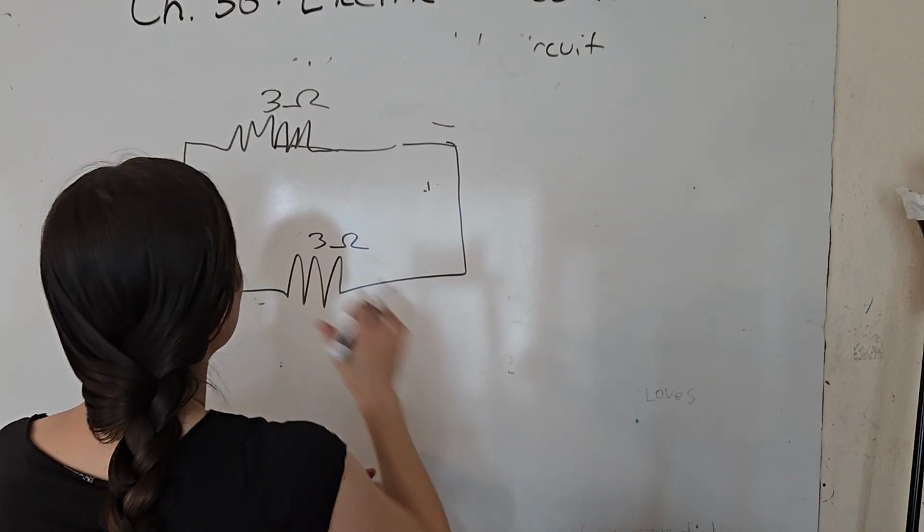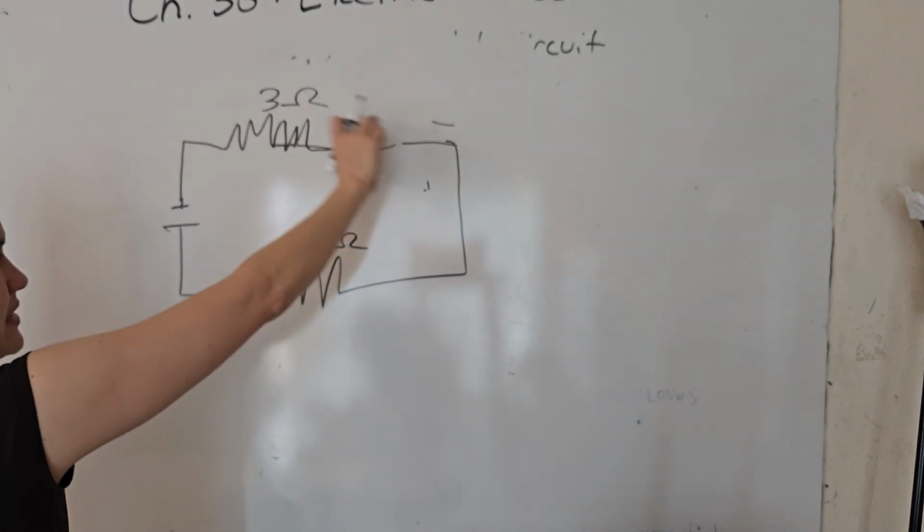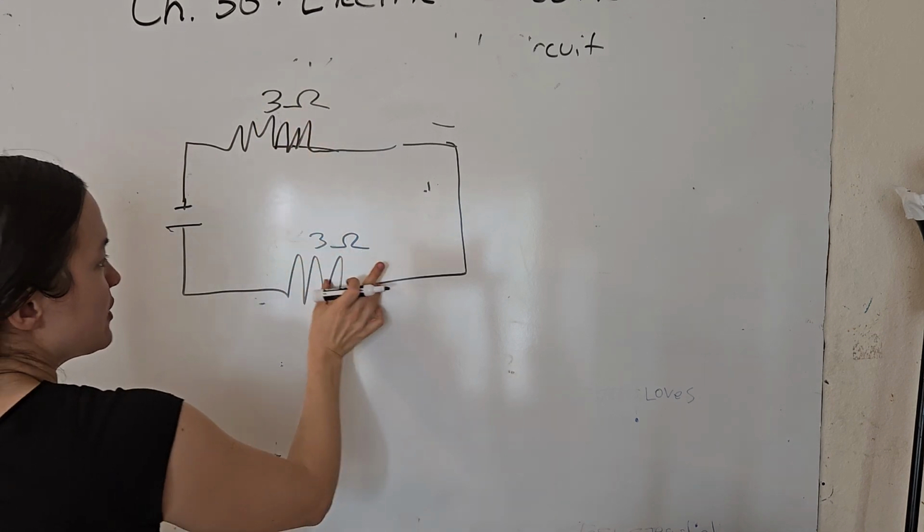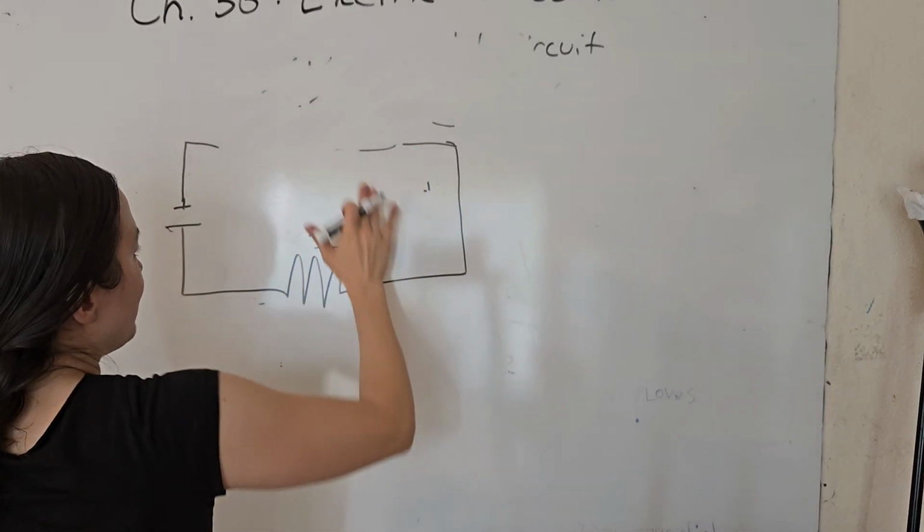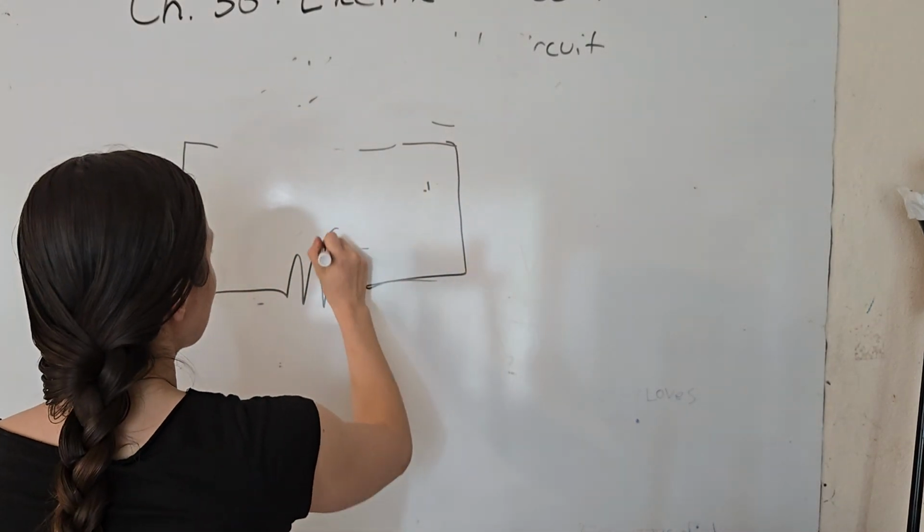Okay. Well, me solving this problem, this is a series circuit, so they add up. We scoot them together, and we just end up with a single 6 ohm.